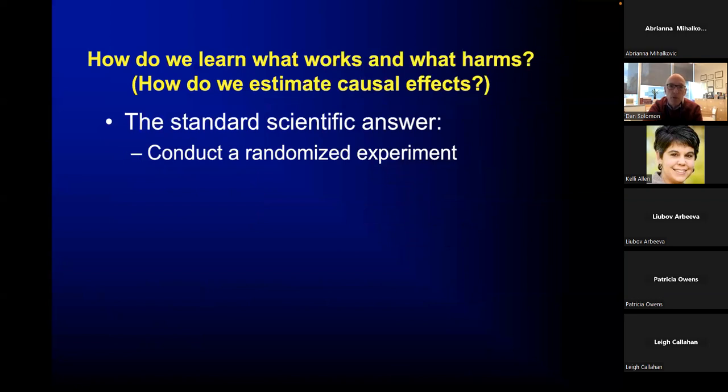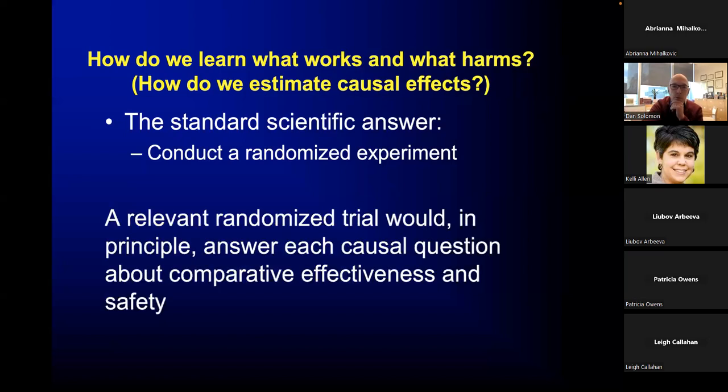So how do we learn what works and what harms? Another way of saying that for the epidemiologist is, how do we estimate the causal effects? And the standard scientific answer is conduct a randomized experiment. Obviously a randomized controlled trial is what we'd love to do for everything in medicine, but we'll never do that. Too expensive, it costs too much, takes too much time, often not really ethical.